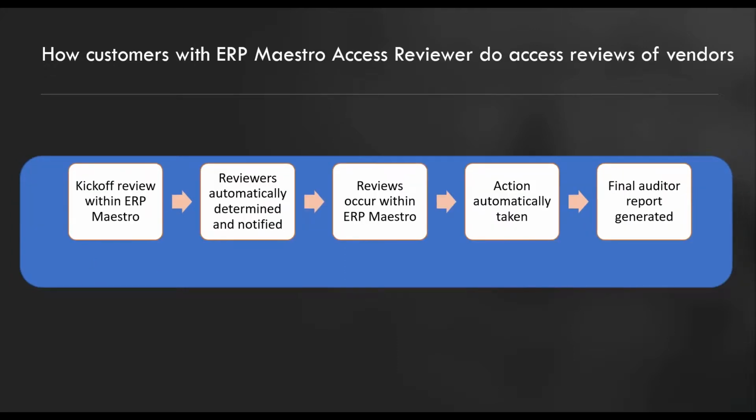With ERP Maestro, there is the opportunity to automate so many of those steps, where in fact the only manual step after the configuration is completed is to kick off a review, at which point the reviewers will automatically receive email notifications and be brought to the application, where it's a very intuitive and user-friendly screen to approve or reject access. Once those decisions are taken, any roles that are marked for removal will be automatically removed, and a signed report is generated for your auditors.